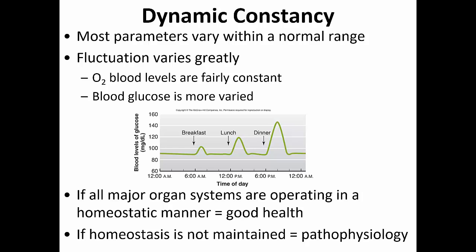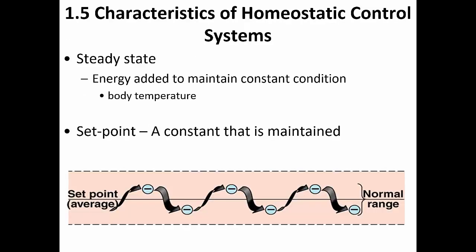So if all organ systems in the body are operating in a healthy manner, then they're maintaining homeostasis, and good health is maintained within that individual. If homeostasis is not maintained, then pathophysiology results. Some sort of disorder or disease results as a result of the failure to maintain those parameters.